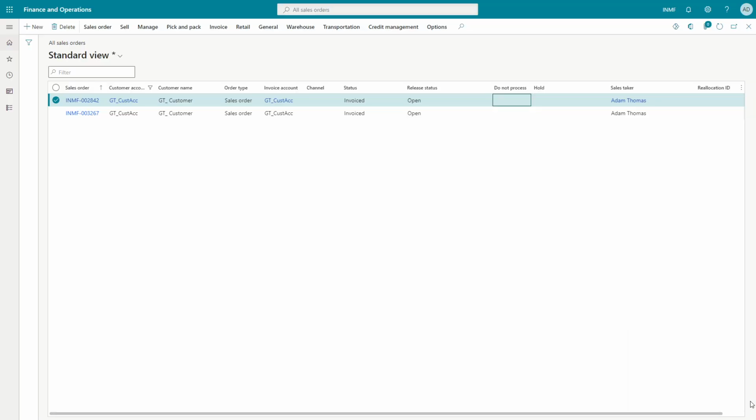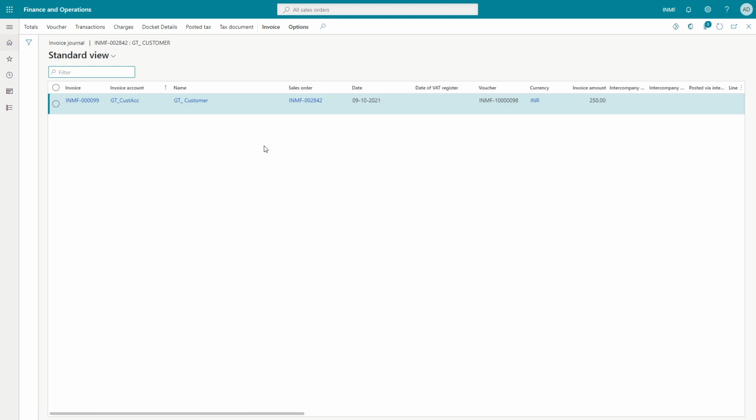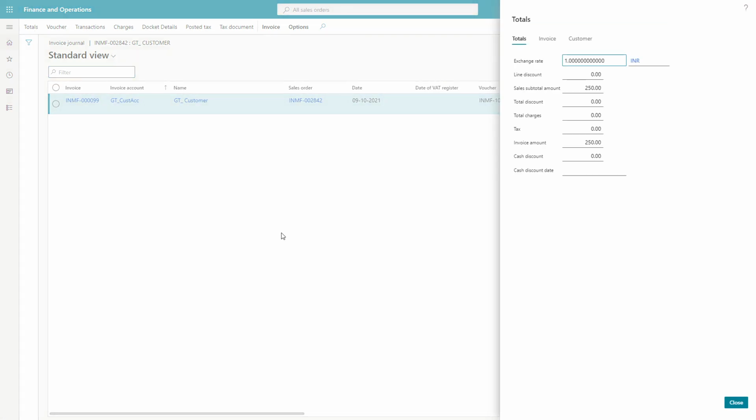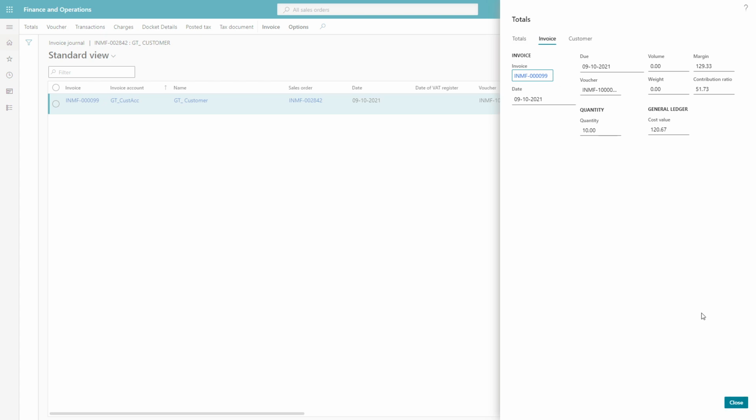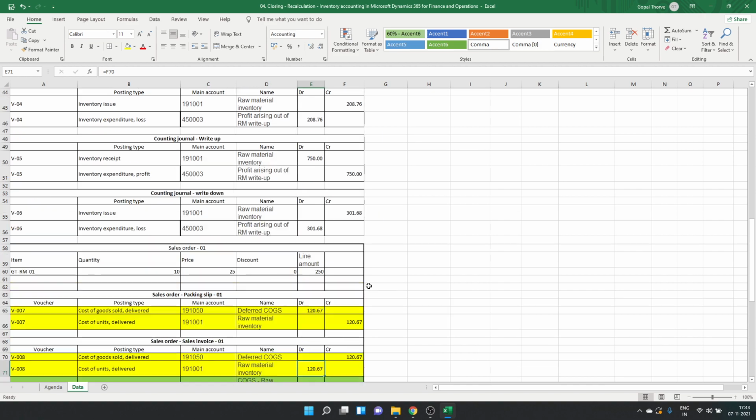So let's go into the system. These are the two sales orders. First one is which we posted in my last video, and second one is which I posted later on. Okay, so in invoice, I'm going to invoice journal. I'm going to totals, click invoice. Okay, so here I have sold 10 quantity. My landed cost for this 10 quantity is 120.67.